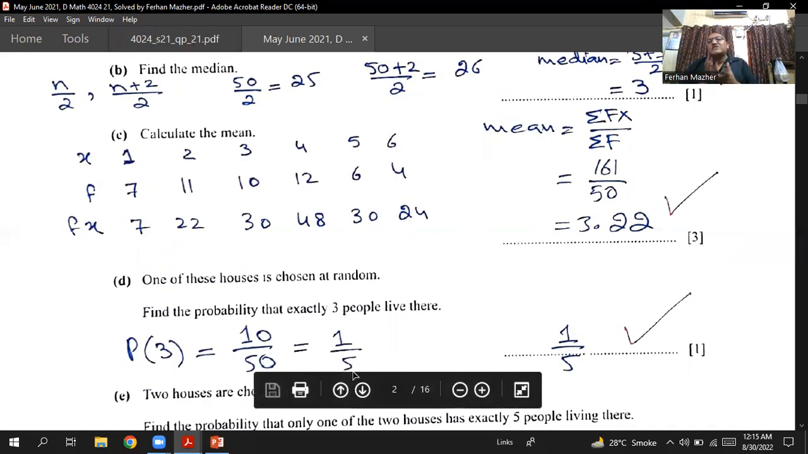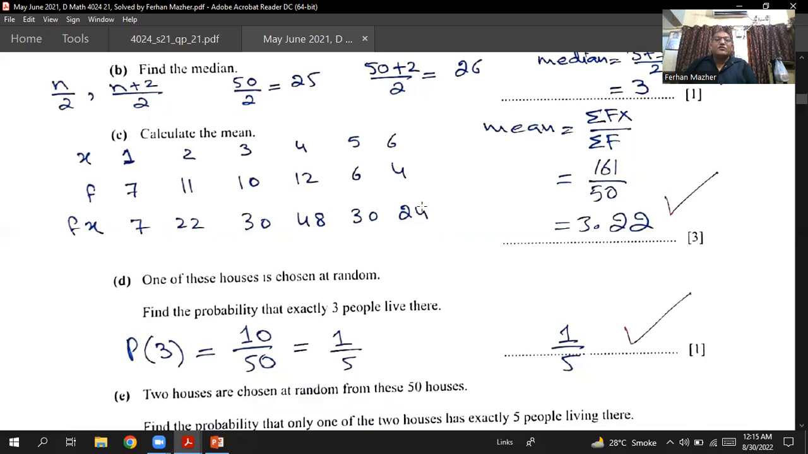The mean will be summation fx divided by summation f. So add all the fx here, and that will be 161, and add all the f here, and that will be 50. So 161 divided by 50 and that will be 3.22. So the mean value will be 3.22.